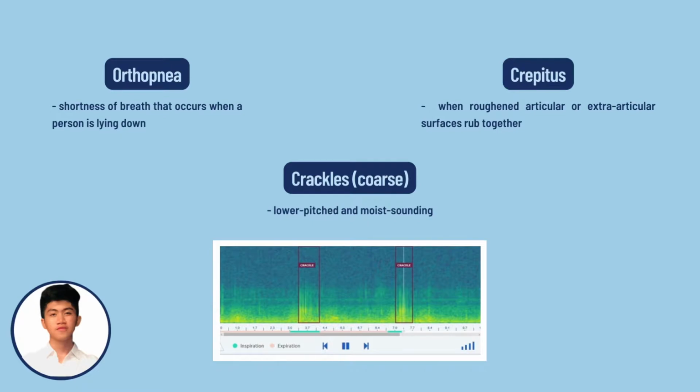Crackles, coarse. Like pouring water out of a container or peeling open Velcro, coarse crackles are lower pitched and moist sounding. Adult respiratory distress syndrome, early congestive heart failure, asthma, and pulmonary edema are all common causes of this sound in the lungs.